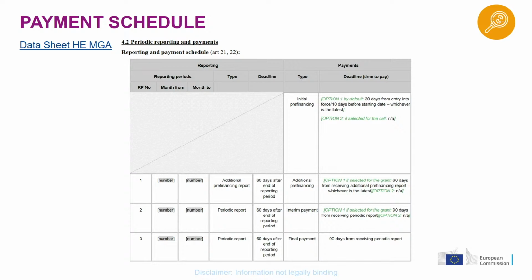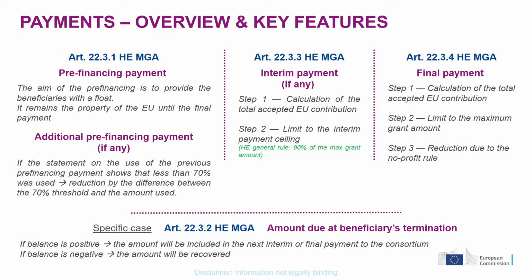Moving now to the payment per se, how we will handle things as granting authority. What you have to know is, of course, there are articles dealing with that and specifying quite explicitly, in a quite telling way, how things are calculated. Payments are calculated at different stages. So for the pre-financing, what we can say is basically that the idea is to provide you as a consortium with a float, so a first payment in order for you to run and start smoothly your action implementation. And legally speaking, it remains the property of the EU until the final payment. So it's an advance payment we give you in order for you to start your action with some float.